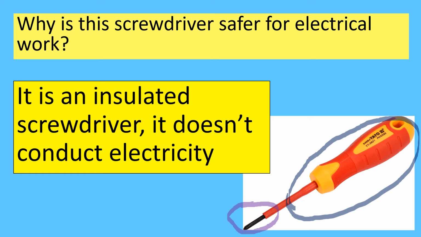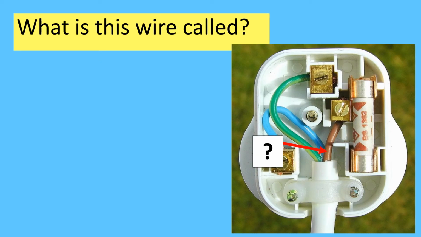Oh, I did write that down. Fancy that. It is an insulated screwdriver. It doesn't conduct electricity. I will also accept that as an answer. Next one. What is this wire called? And this time the arrow is pointing to a brown wire. A brown wire. What is it called?